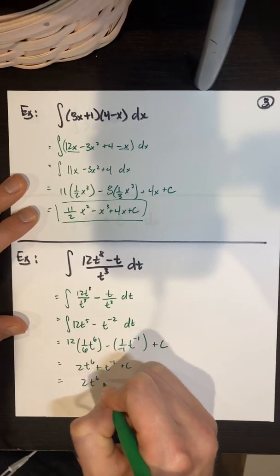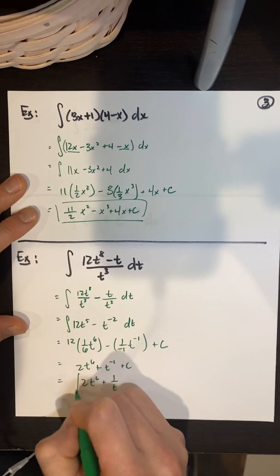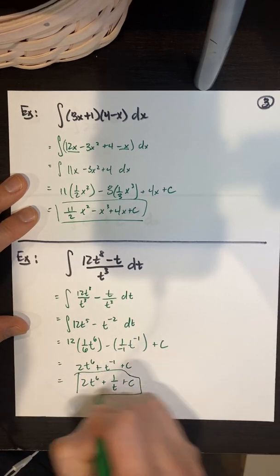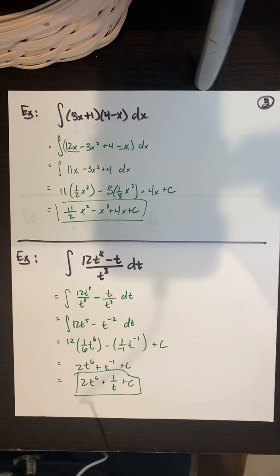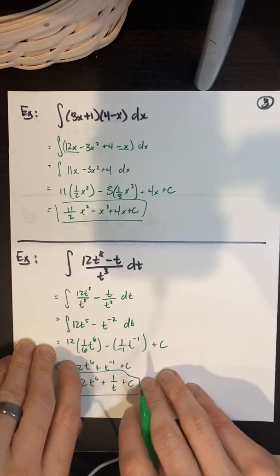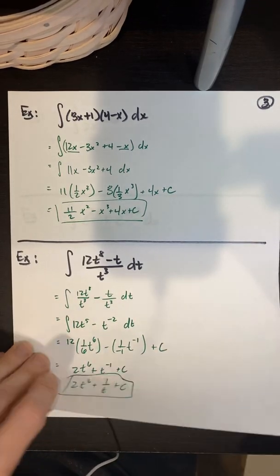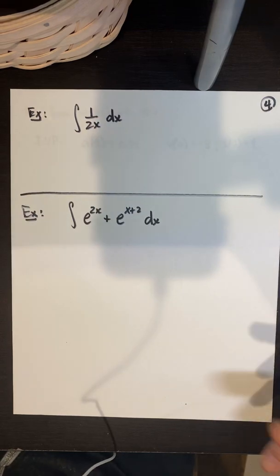So this would be 1 over t. So I get that, plus c. That's my answer. Okay, so all 4 of those problems use the power rule, the inverse power rule, or the reverse power rule, whatever.